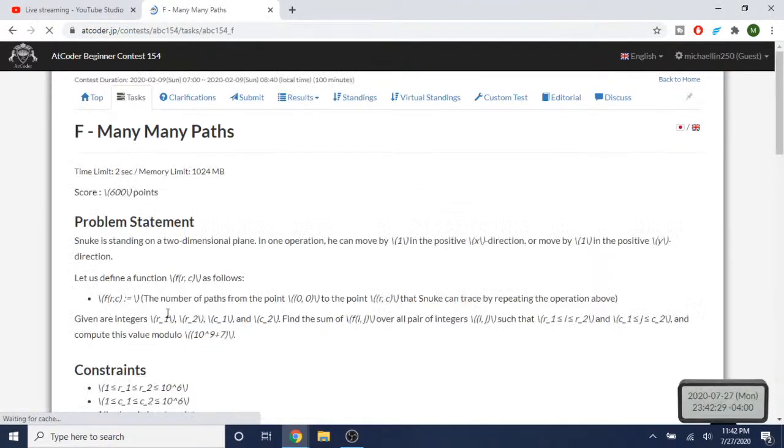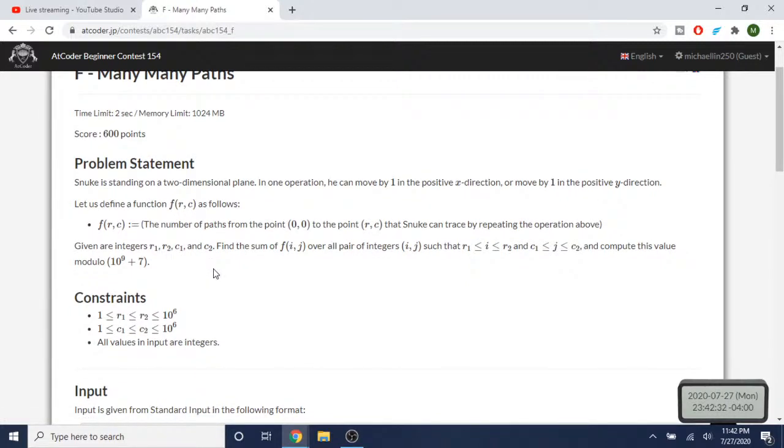All right, so the final problem is Many Paths. You are on a two-dimensional plane. In one operation, you can move up one or to the right one in the positive y direction. The function f of R, C is the number of paths from 0, 0 to R, C that you could trace by the operation above. Now you're given integers R1, R2, C1, C2. Find the sum of f of i, j over all the pairs of i and j such that R1 is less than or equal to i, i is less than or equal to R2, C1 is less than or equal to j, and j is less than or equal to C2. And then after that, we just need to mod by 10 to the 9th plus 7.